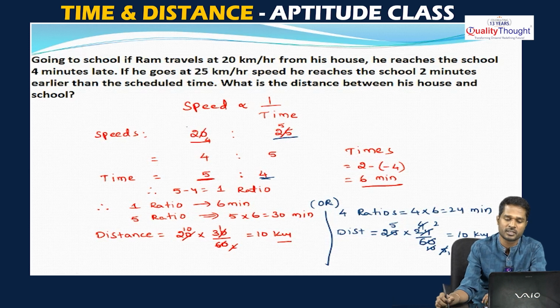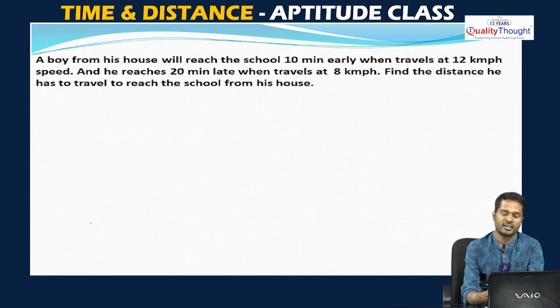So the speed in the first case is 20 kilometers per hour. Distance is nothing but speed into time. So 20 into 30 minutes, that is 20 into 30 by 60, which is 10 kilometers. That is the required answer here. Let's see the next question.